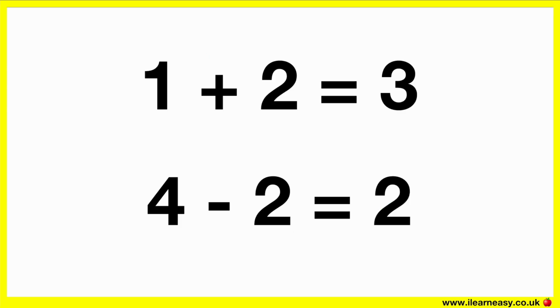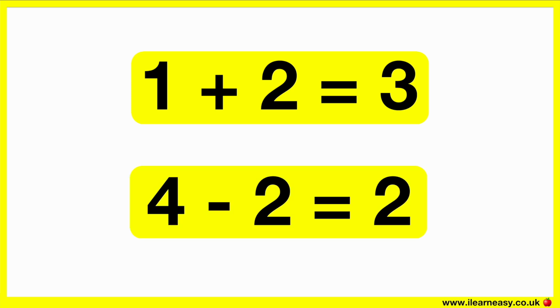When you make a number greater, it means you are adding. When you make a number smaller, it means you are subtracting or taking away. For example, 1 plus 2 equals 3. Here we are adding the numbers 1 and 2. 4 minus 2 equals 2. Here we are subtracting the number 2 from the number 4. We will learn about adding and subtracting in future videos.